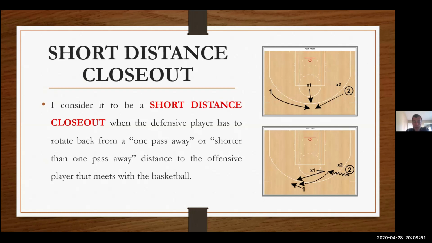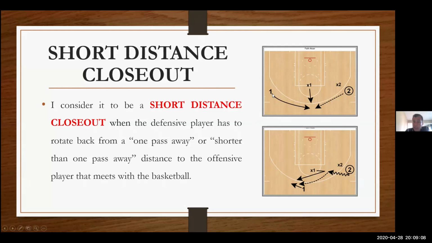To me, a short distance closeout is when the defensive player has to rotate back from one pass away or shorter than one pass away distance to the offensive player that meets with the basketball. And I highlighted two actions here.